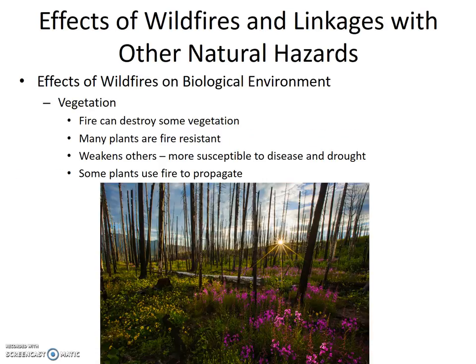Now on to effects of wildfires on the biological environment. Fire can destroy some vegetation, however, many plants are fire resistant. Examples include Douglas fir and Ponderosa pine, which have thick bark. Oaks are fire resistant by releasing lots of water vapor. Fire weakens other vegetation, making them more susceptible to disease and drought stress.